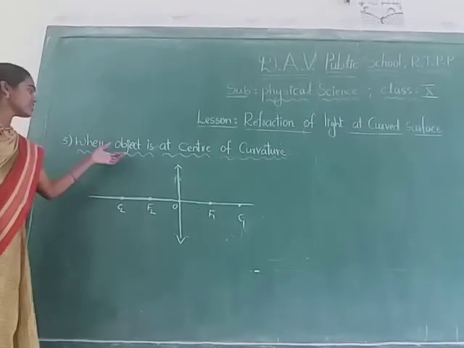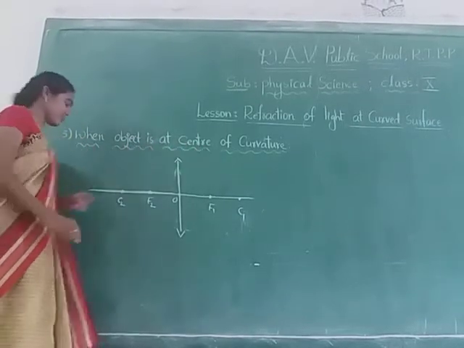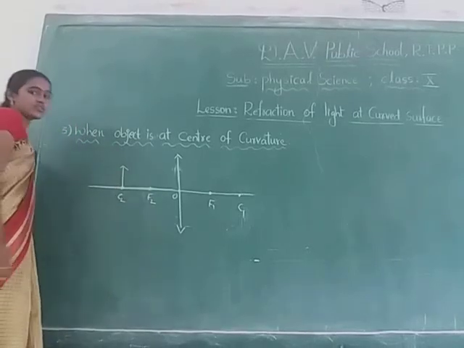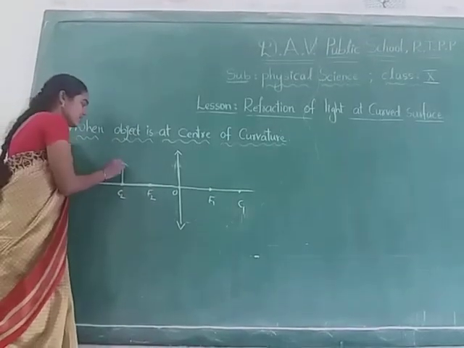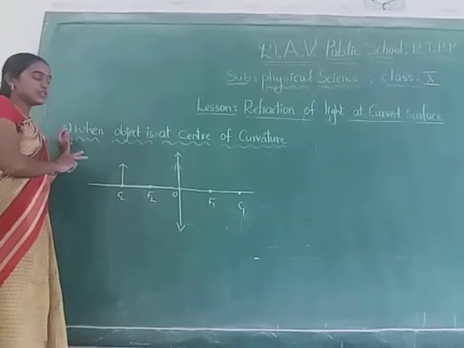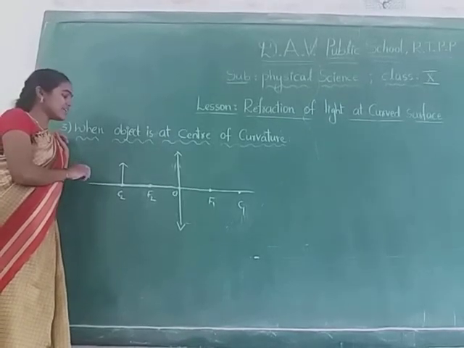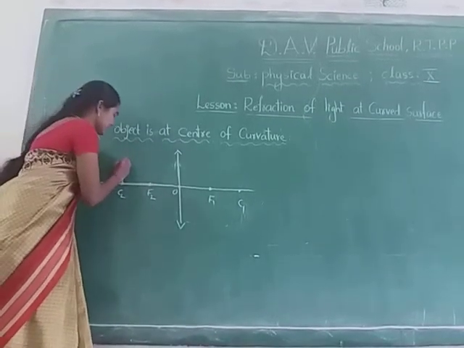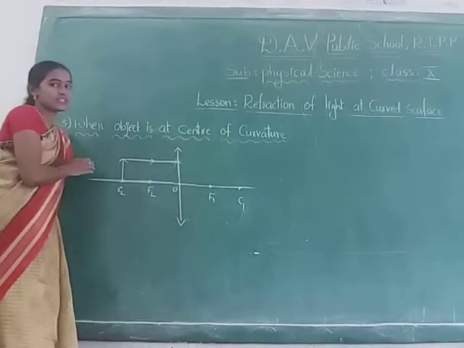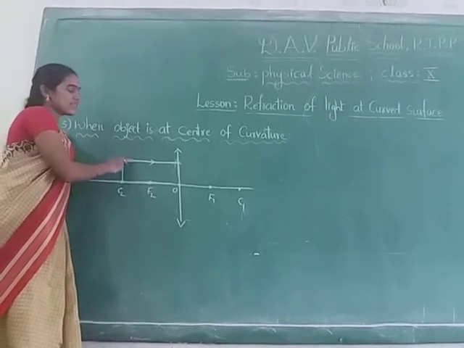Now, where is the position of the object? We are going to take the object at the center of curvature, so we have to draw the object at the center of curvature. When the object is at the center of curvature, we require a minimum of 2 rays for the formation of the image. We have to select 2 rays from the object. One ray we are taking is parallel to the principal axis.